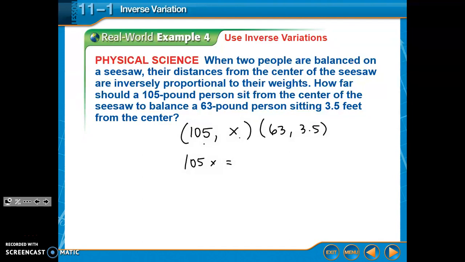And when I do that, I get 220.5. Then to solve for x, I'm going to divide both sides by 105. Okay. And so I'm going to get x is 220.5 divided by 105, and we get 2.1. So the 105-pound person should sit 2.1 feet away from the center of the seesaw. Okay.